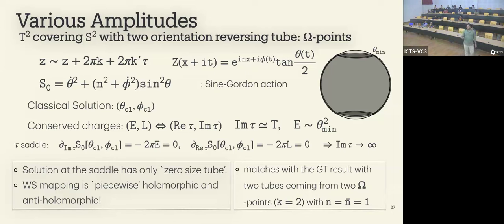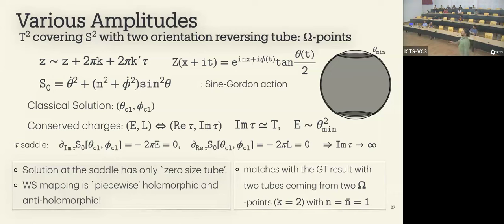The solution, and you calculate the tau saddle, it's a bit complicated. The derivative with respect to imaginary tau is energy, and the derivative with respect to real tau is angular momentum, the L charge. You can show this. Now both of them have to be zero to get the saddle point. It actually implies, which is again an implicit relation we derived, that imaginary tau goes to infinity. That means the period of the sine-Gordon model goes to infinity. But anyway, the main point is that the solution of the saddle point is when E goes to zero.